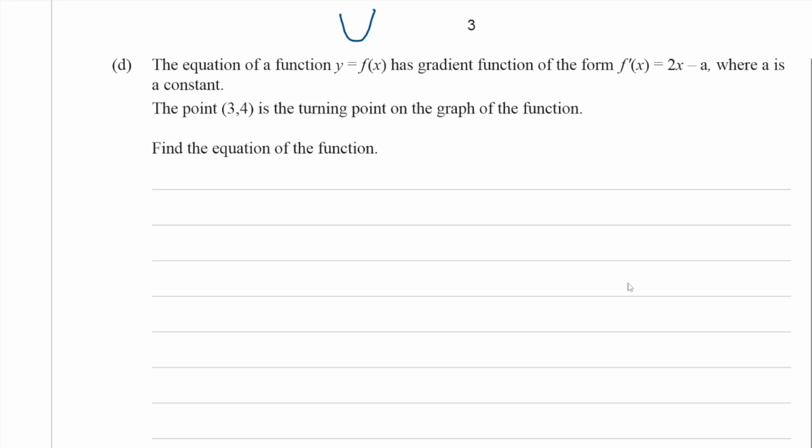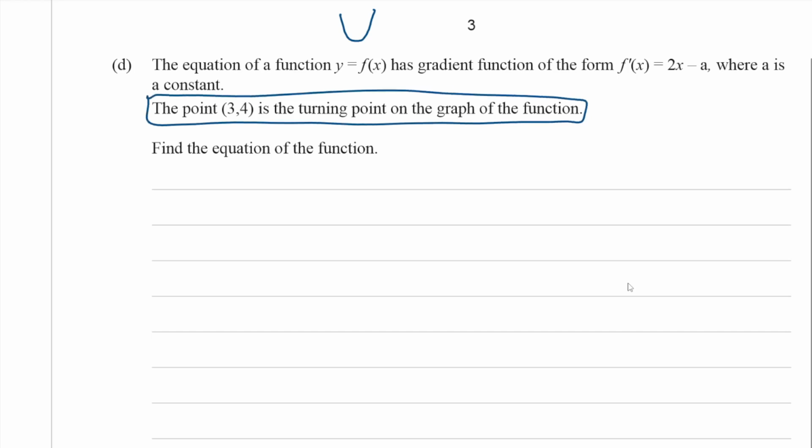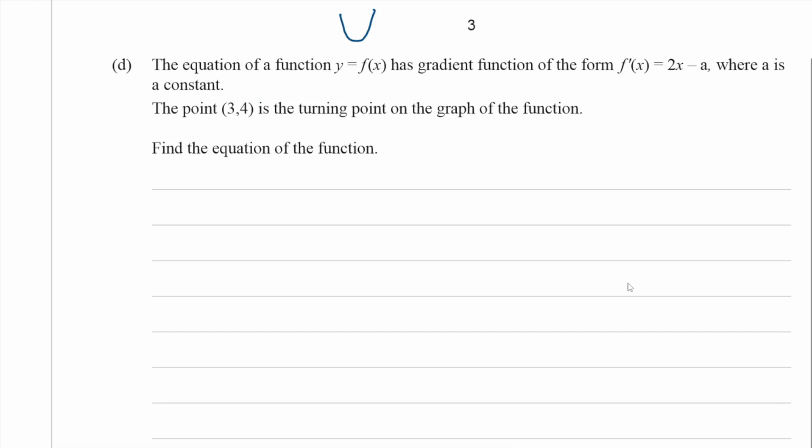Alright, so how can we make use of this information here? So what is the gradient at a turning point? The gradient at a turning point, if you were to draw a tangent line, it would be flat, which tells us the gradient is equal to 0. So when x is equal to 3, the gradient is 0. In other words, f prime of 3 is equal to 0.